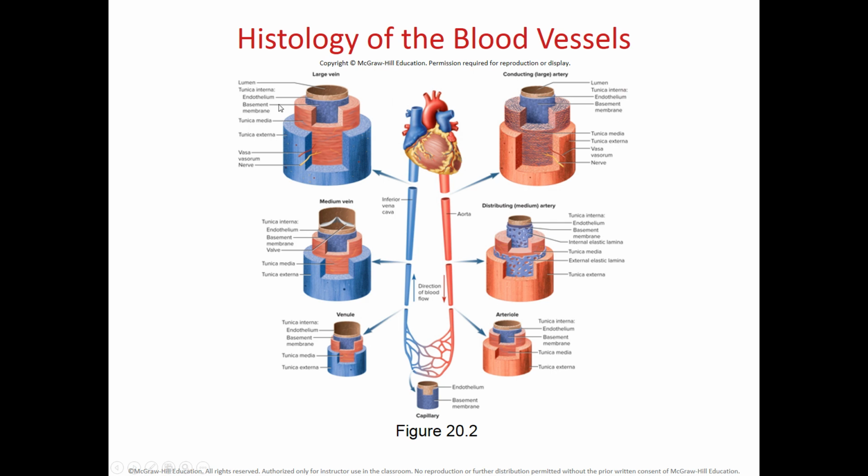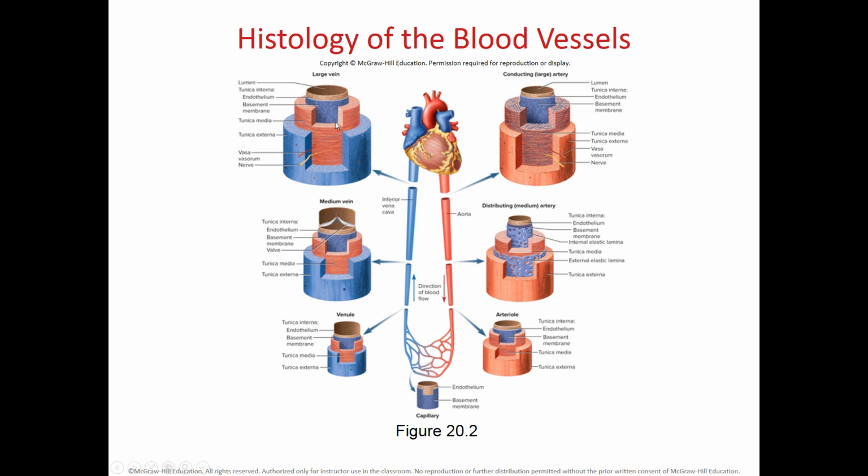So here on this side you have veins, and on this other side you have arteries. These are large-sized veins, medium-sized veins, and venules, which are small-sized veins. And then in here, we have the largest arteries that are called conducting, and then the medium-sized arteries, which are called distributing, and then we have branches of these distributing arteries that we know as arterioles. And then in between the venules and the arterioles, we have these capillaries that connect the veins to the arteries.